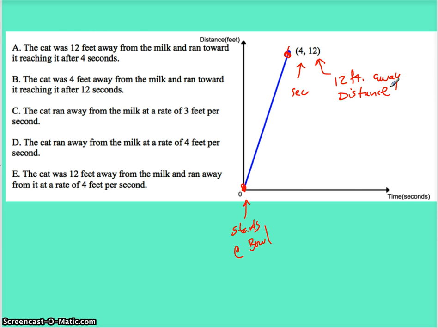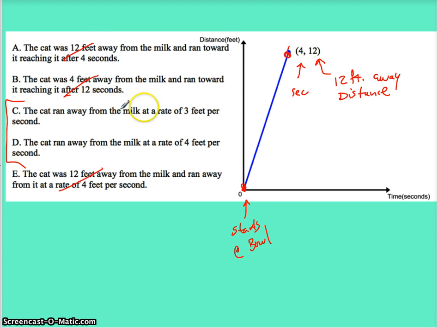So, what situation says this? He was 12 feet away from the milk. Nope, he was right at the milk, so that can't be the situation. He was 4 feet away. Nope, he was right at the milk. He was no feet away. Down here also says 12 feet, which can't be true. So we're left with either C or D.